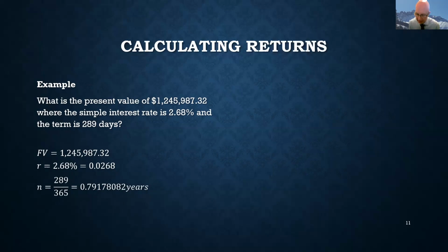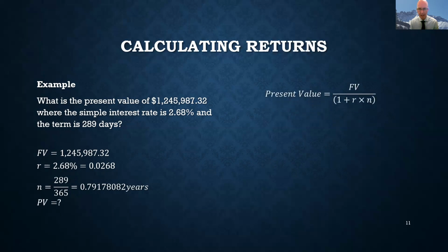Just for simplistic sake, we assume it's 365 days in the year, even though there are leap years every 4 years. And that comes out to be 0.79178082 years. And so what we're asked to find is the present value. We put that into our calculator.